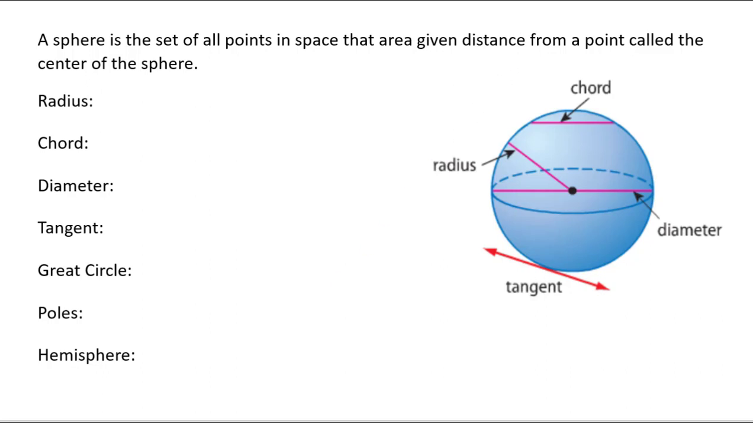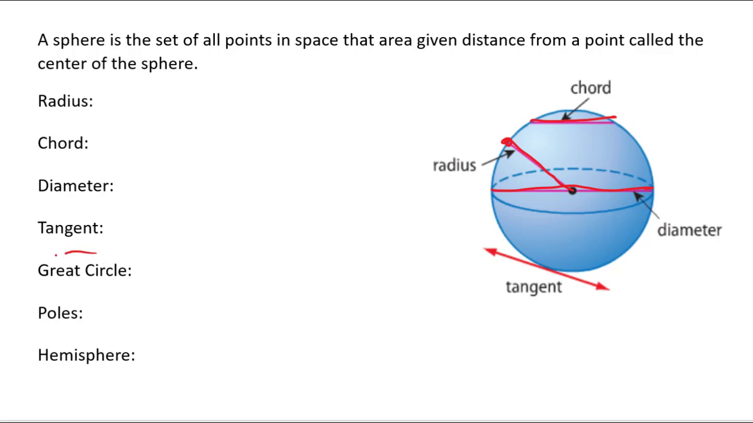So a radius is from the center of the circle out to any point on our sphere. A chord connects any 2 points on the sphere. The diameter goes through the center of our sphere. A tangent is a line that hits our sphere at one point.